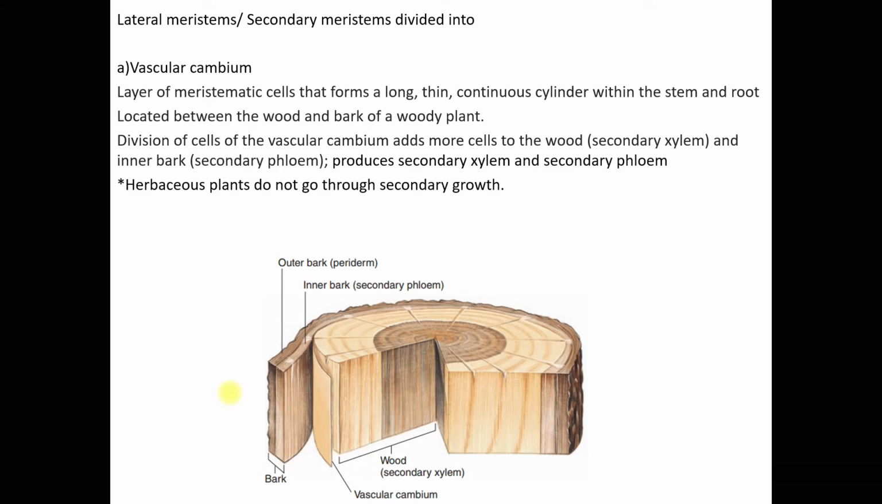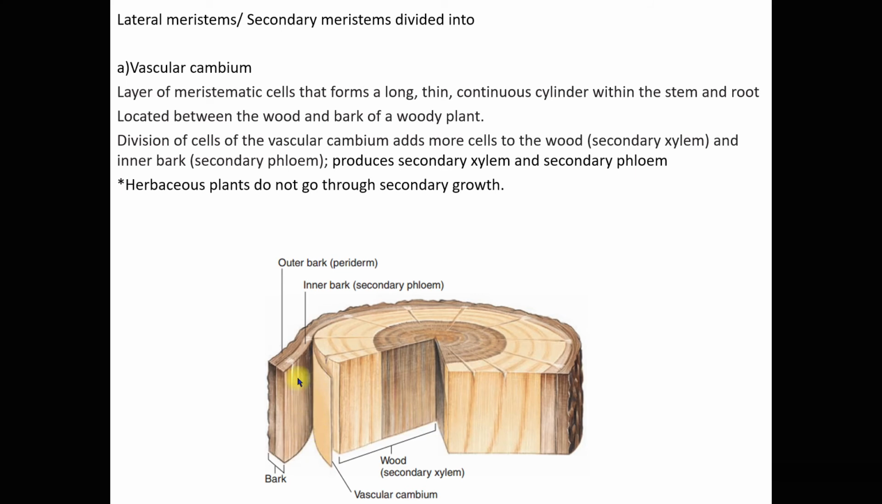Now, the vascular cambium is the layer of meristematic cells that forms a long, thin, continuous cylinder within the stem and roots. This is the vascular cambium. It is located between the wood and the bark of a woody plant. So here the vascular cambium is between the wood and the bark of the woody plant.